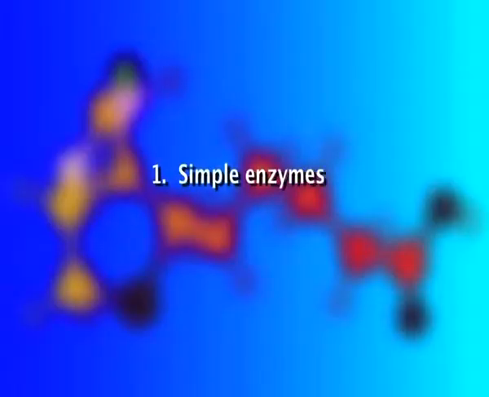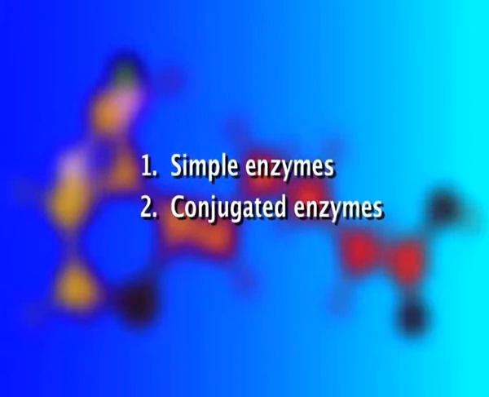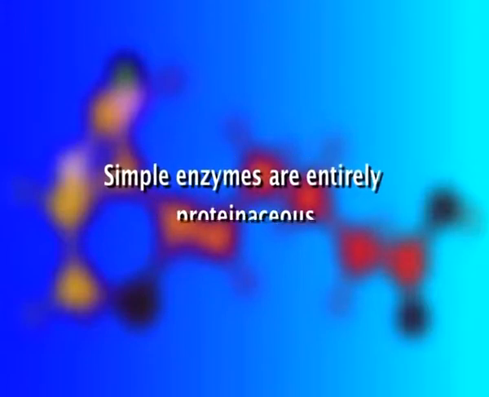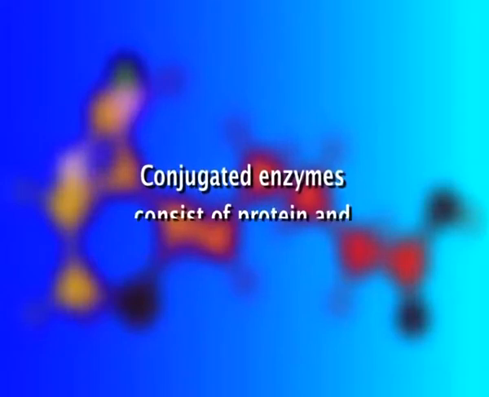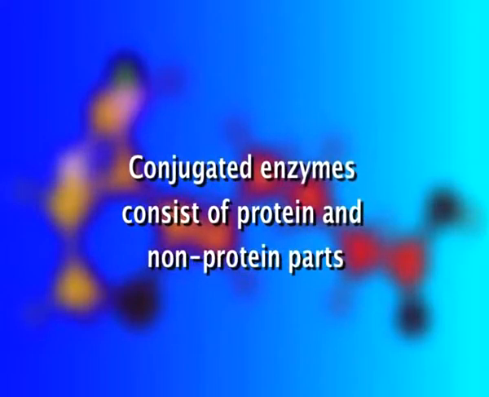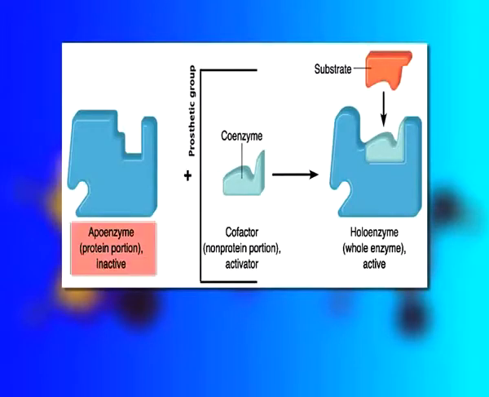On the basis of their composition, enzymes are of two types: simple enzymes and conjugated enzymes. The simple enzymes are entirely made up of proteins, while the conjugated enzymes consist of a protein part and a non-protein part. The protein part is called apoenzyme and the non-protein part is called prosthetic group, coenzyme or cofactor. The complete enzyme including prosthetic group, coenzyme or cofactor is called holoenzyme.